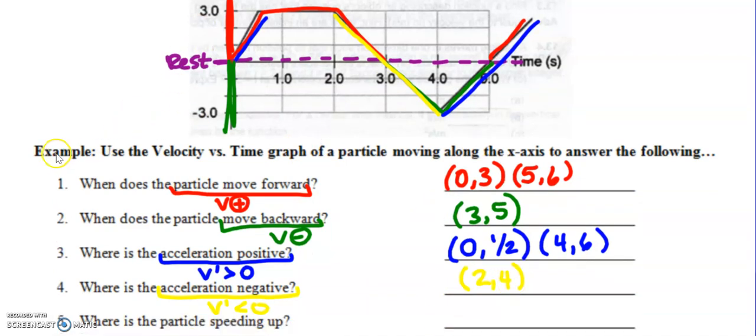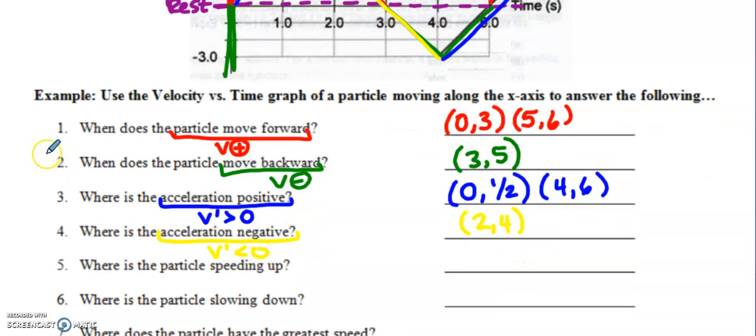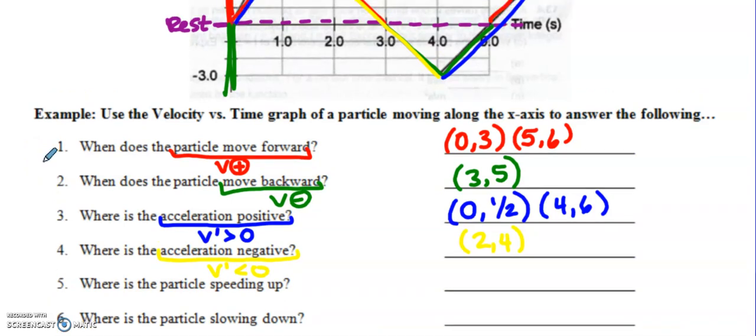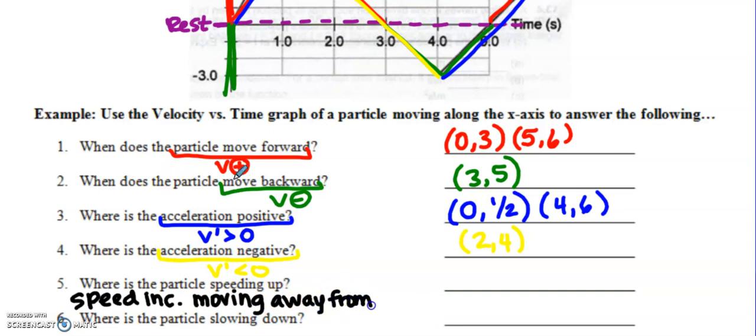All right, these next ones are interesting. We haven't looked at this yet. Where is the particle speeding up? Where is the particle slowing down? Well, a particle is going to speed up when your speed is increasing, right? So speed needs to increase. Well, speed is going to increase if you are moving away from 0, right? Because your speed would be getting bigger.